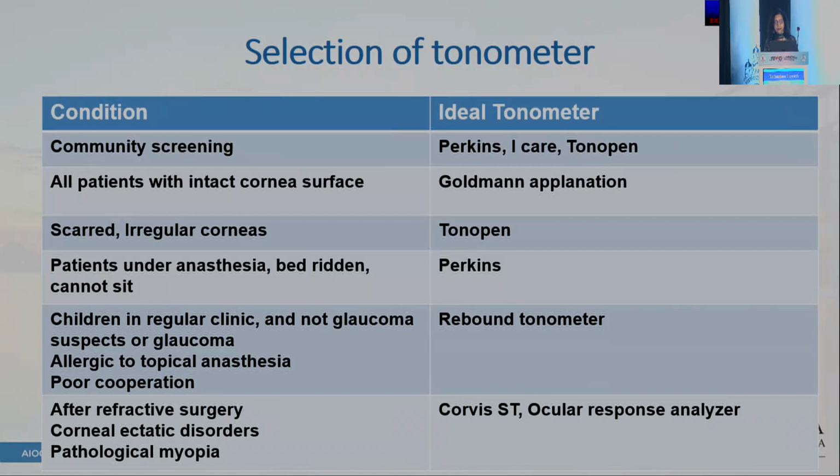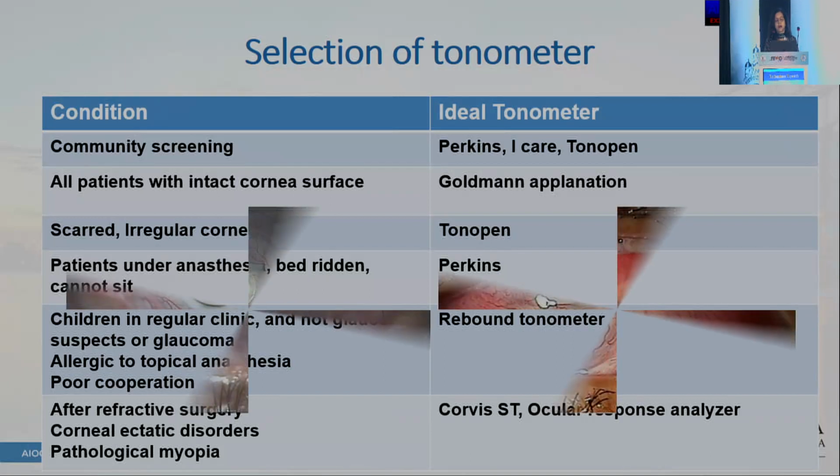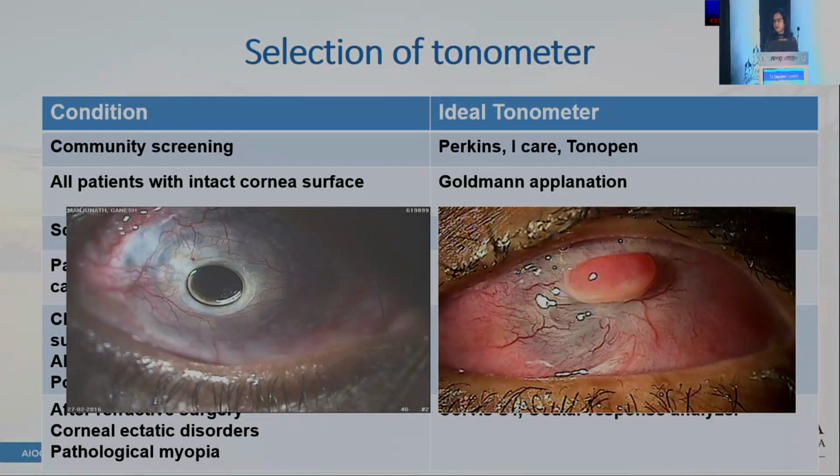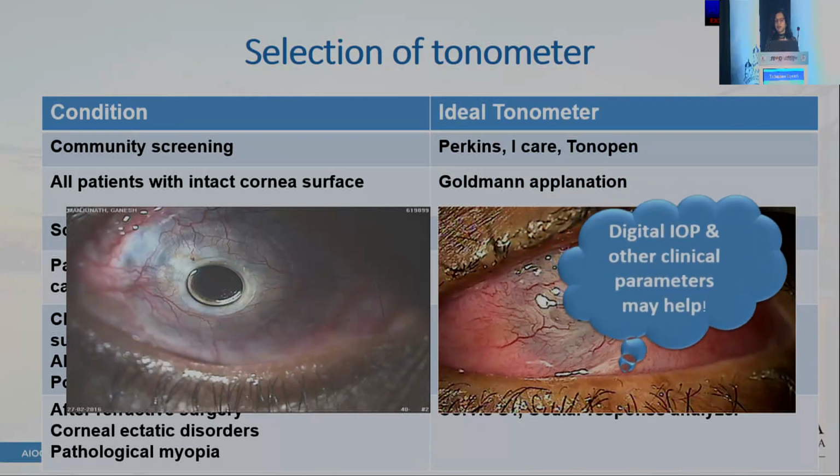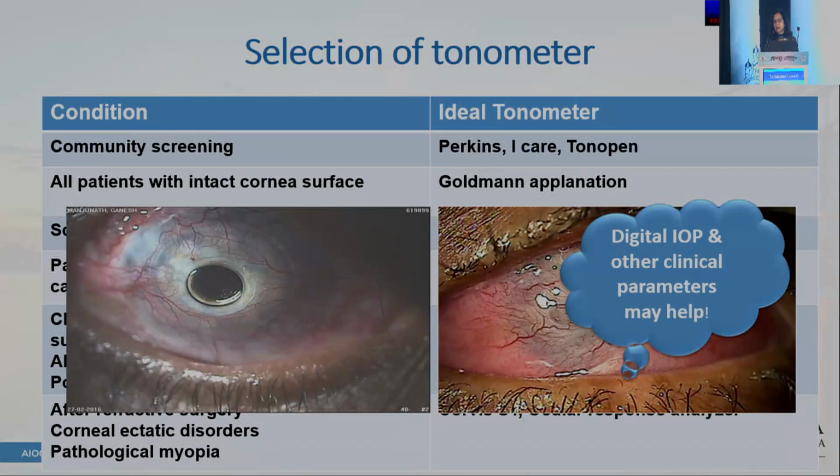In regular clinic, for children and patients who are not able to cooperate or are allergic to topical anesthesia, iCare or rebound works best. And patients with poor biomechanics or corneal ectatic disorders or post-cross-linking or keratoconus, Corvis ST and ORA work better. However, we still have eyes like this where no tonometer can work better. Maybe there we have to depend on our digital IOP and other clinical parameters to estimate how much pressure we need to reduce.